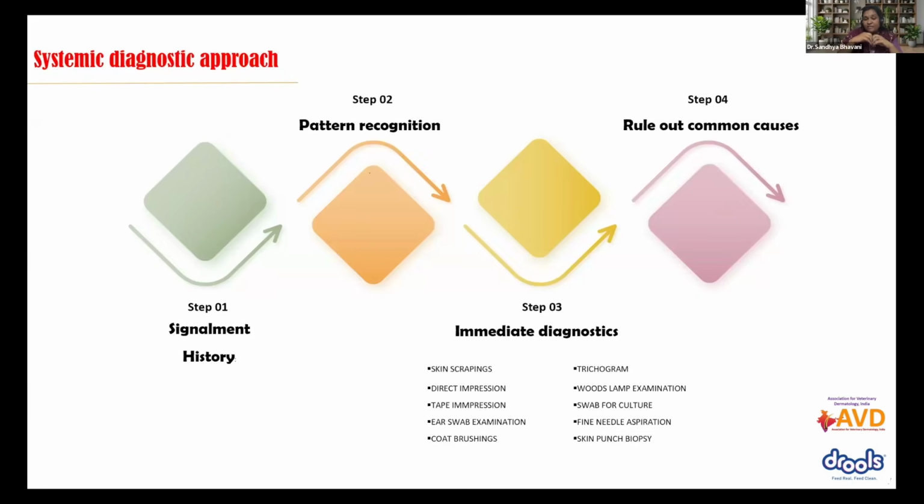Then there is the direct impression. With the help of a slide, you touch the lesion, whether it is a moist eczematous wound, as in feline hypersensitivity reaction, or pyoderma. Any moist lesion you can touch and take an impression. Tape impression is for any scaly lesions. If you suspect Malassezia, you can go for a tape impression, stain it with a diff stain, and view it under oil immersion.